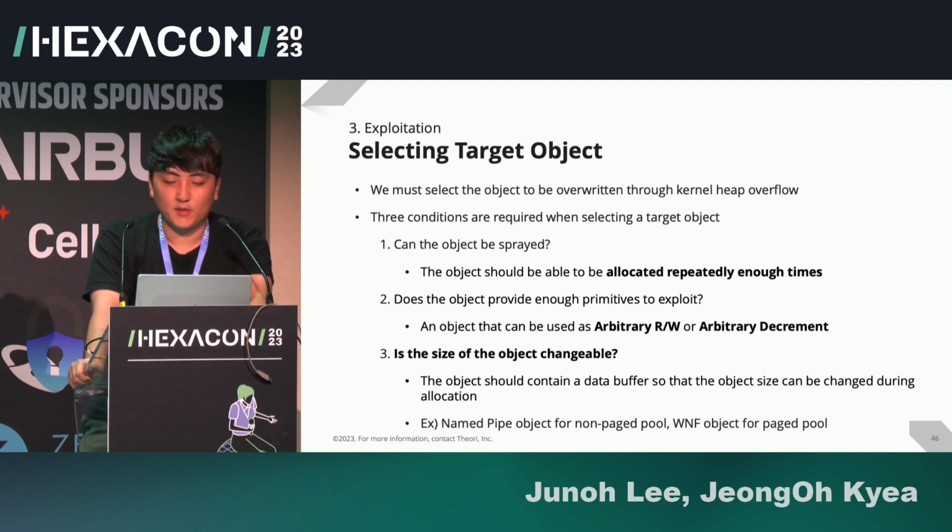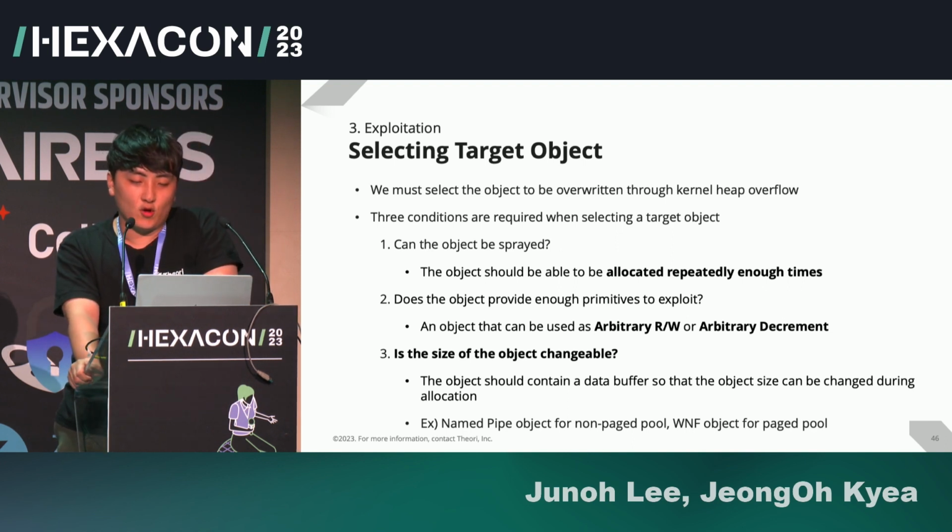This is optional, but to make the target object universal for multiple exploits, the object size must be mutable. This means that the object must have a data buffer so that the user can manipulate the object data buffer size during the object allocation process. Popular objects that can do this include the named pipe object of the non-paged pool and the Windows notification factory object of the paged pool.